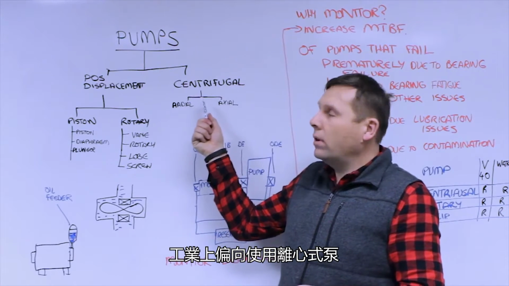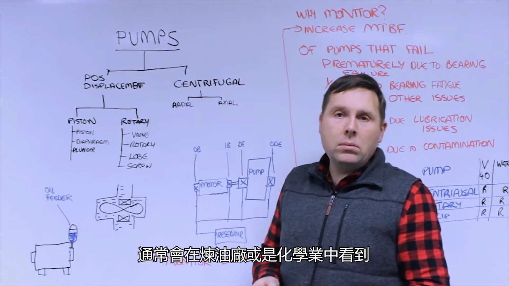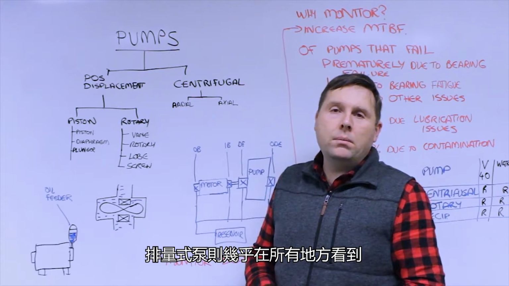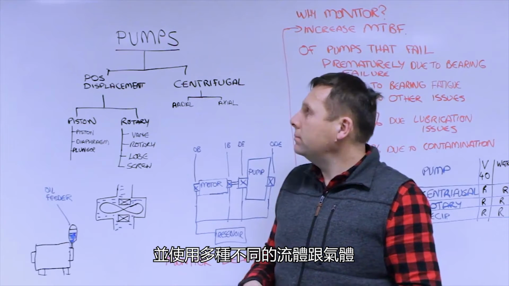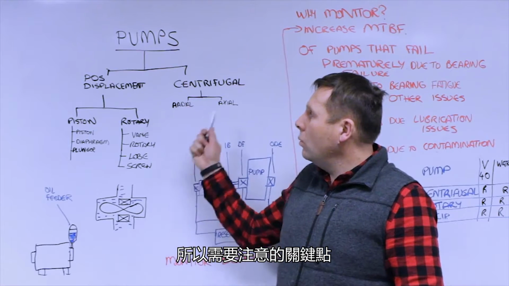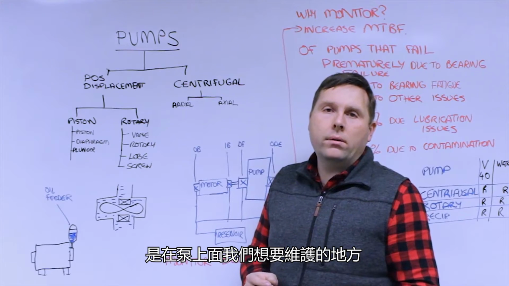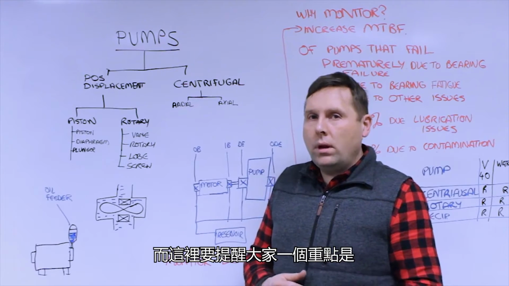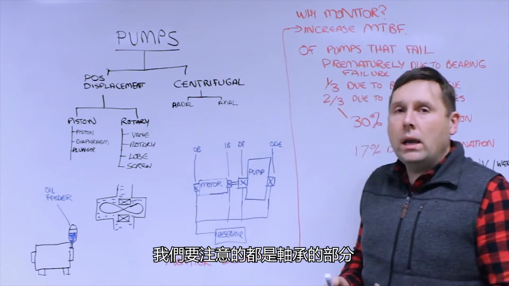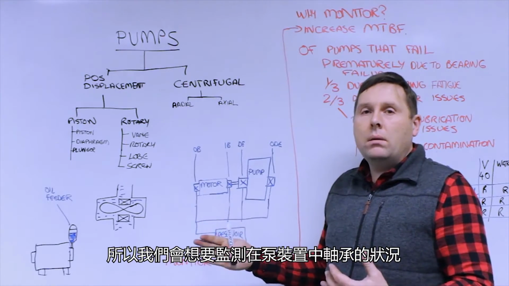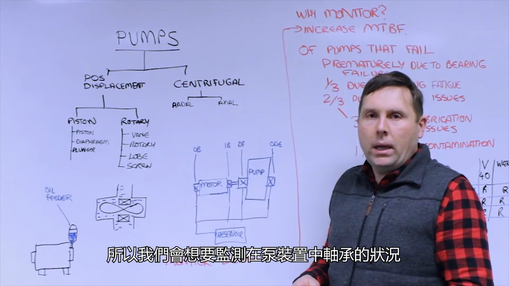Industrial tends to have centrifugal pumps for lighter fluids and gases, used in things like refineries and chemical facilities, whereas positive displacement pumps are used almost everywhere for all different types of fluids and gases. Of that, the key thing is what are the main things that we monitor in pump applications. And what's interesting to note is that no matter what application you look at, what we really care about is the bearings. So we want to be able to monitor the condition of the bearings used in these pump applications.